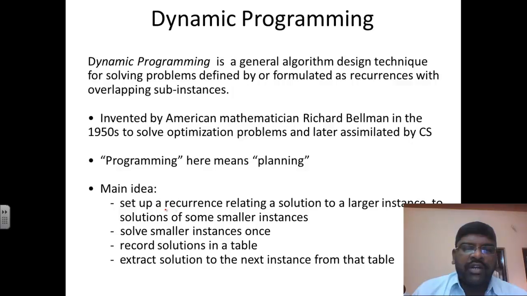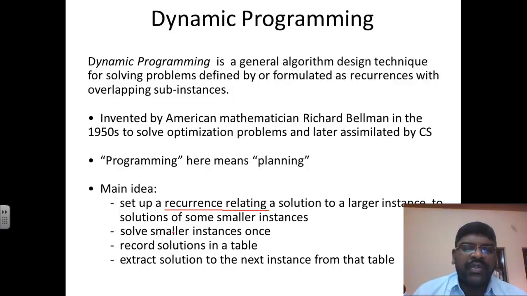First of all, we need to set up the recurrence relation. What is meant by the recurrence relation is that some procedure should be common for every iteration. That is what we call a recurrence procedure. Something you are executing recursively means repetitively executing something, but the size of the problem is different.